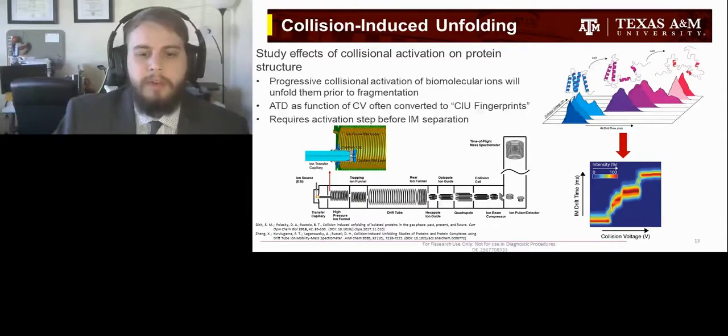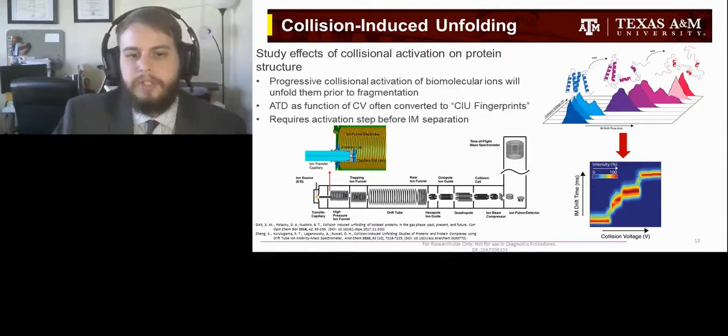the front of the high pressure ion funnel, where there's a potential drop between the exit of the ion transfer capillary as well as this capillary exit lens to accelerate ions into this region, activate them prior to their transmission into the drift tube. And then we can look at the activation of those ions and the arrival time or drift time distributions as a function of the in-source collision energy.